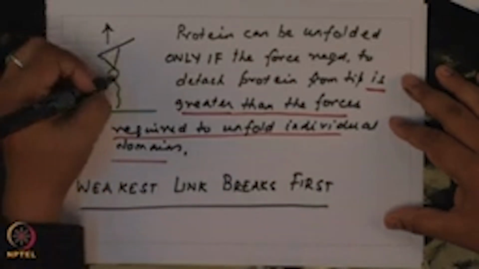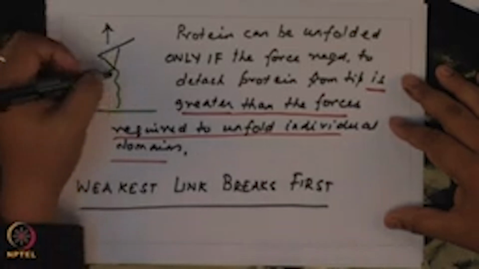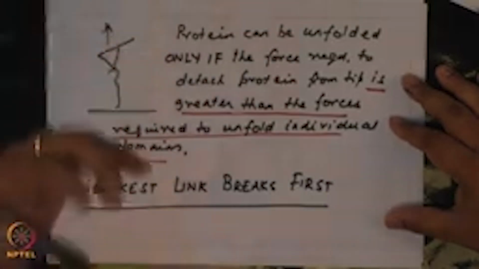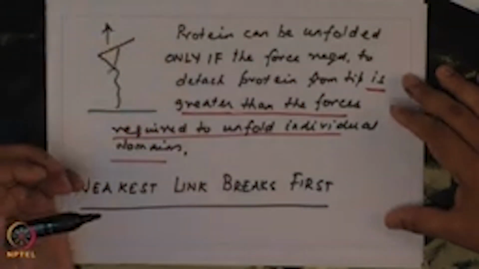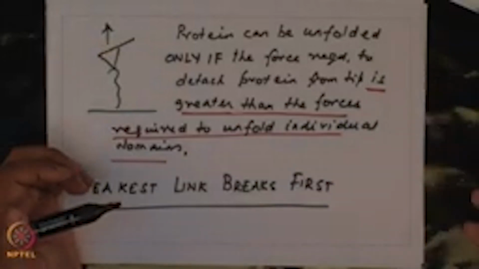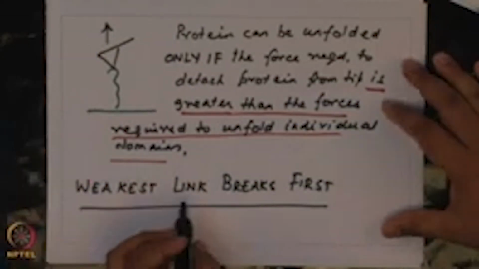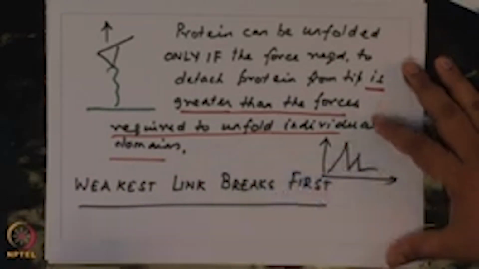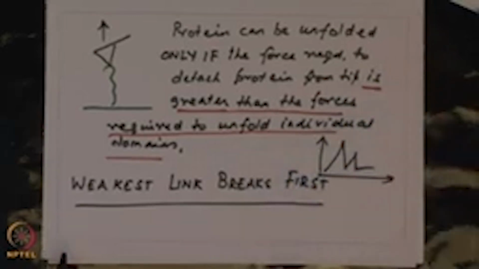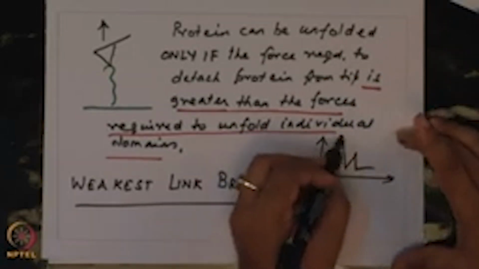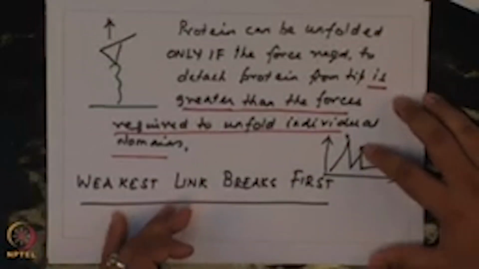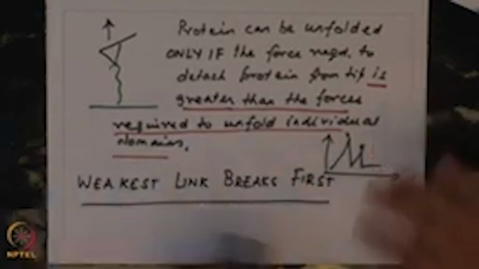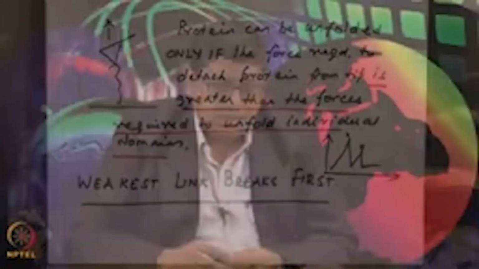If the force required to unfold a domain is much greater than the force of adhesion between the tip and the protein, then the tip will just detach from the protein. So, you will not see any signal. You will only see two detachment peaks, and that is all that you will observe. One is associated with detachment of protein from the surface, and the other with detachment of the tip from the protein.